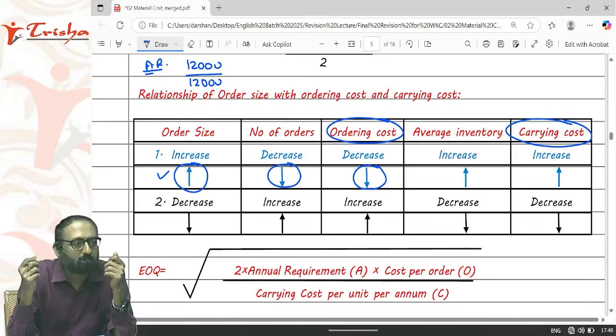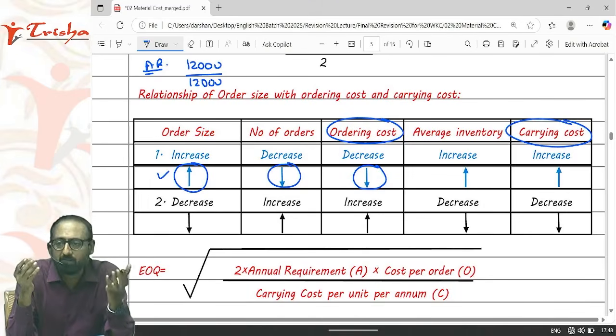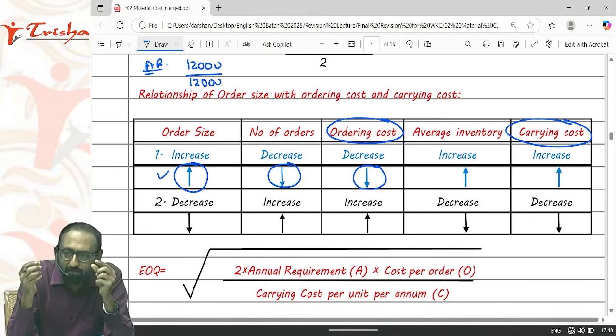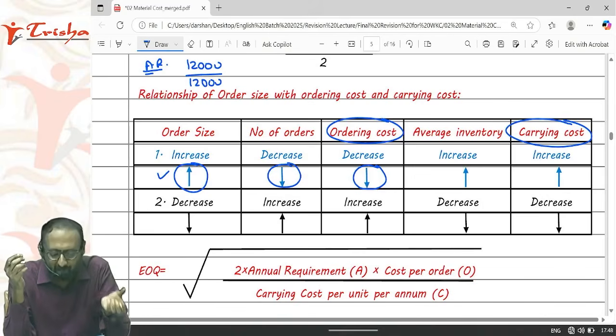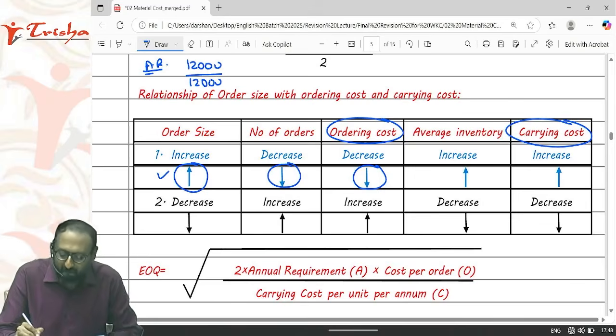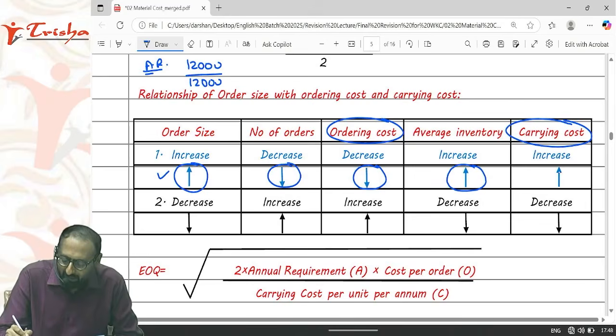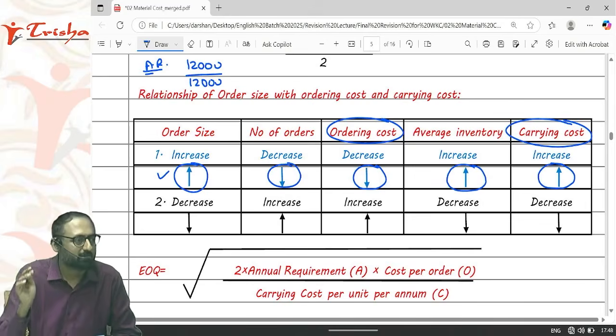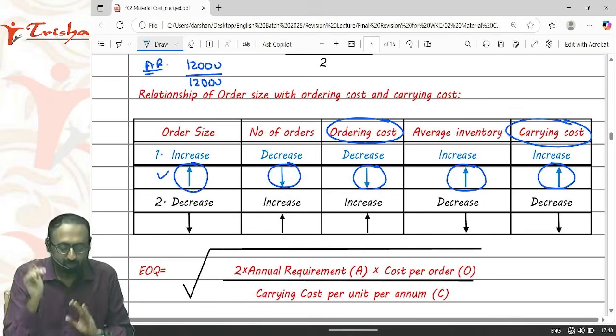What is the formula for average inventory? Order size divided by 2. If your order size is higher, then average inventory will be higher. And if average inventory will be higher, carrying cost will be higher. Yes or no? Next one.